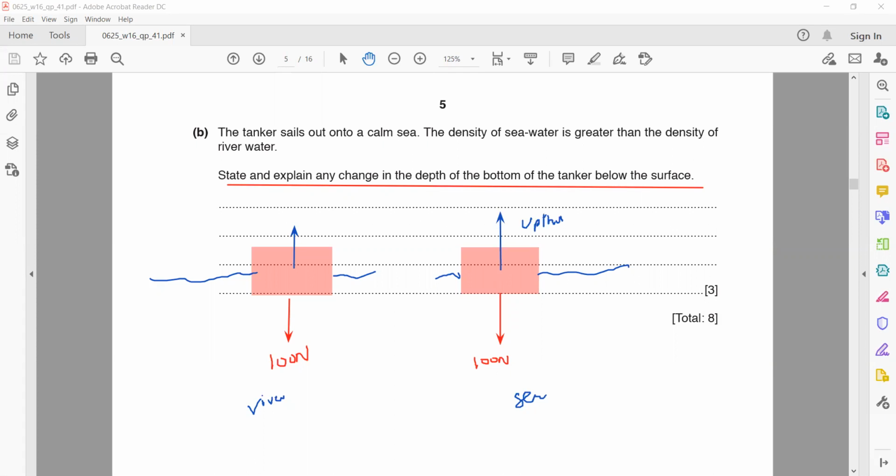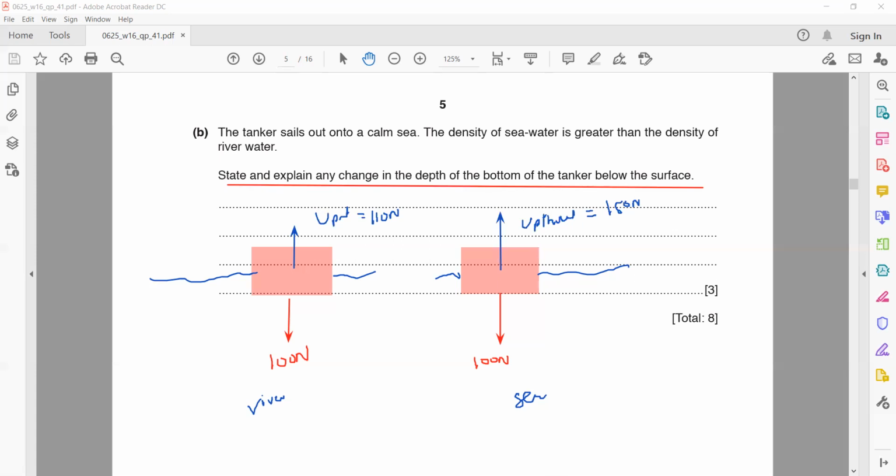You can explain in terms of upthrust, or you can explain in terms of pressure as well. Like the upthrust of the river is, say, 110 Newton, whereas the upthrust of the sea water is 150 Newton. So you can see here, in sea water, there is a greater upthrust force as compared to the weight.